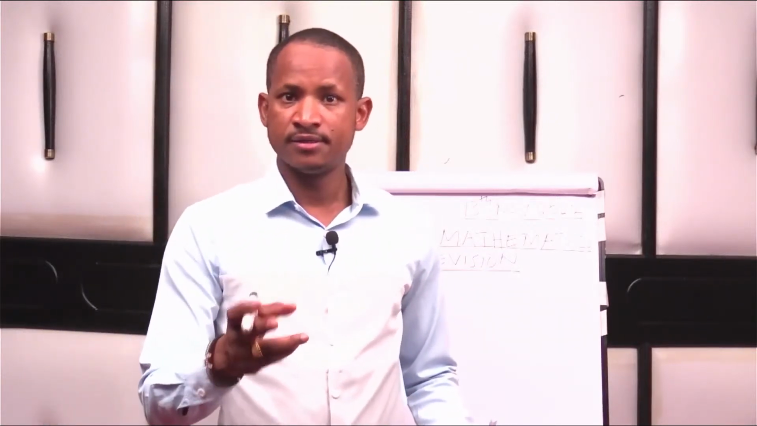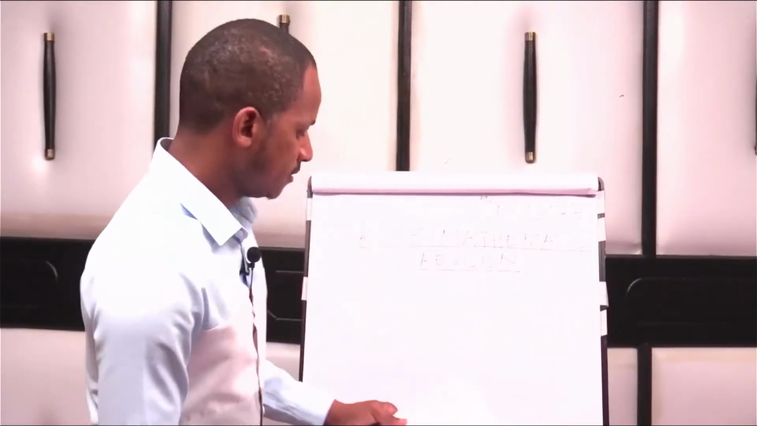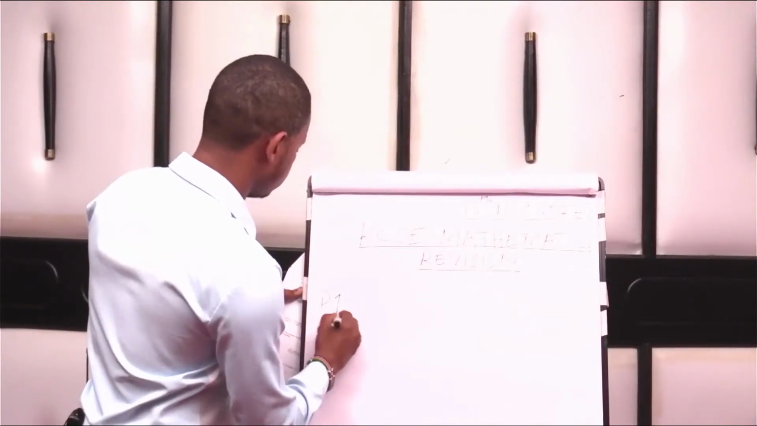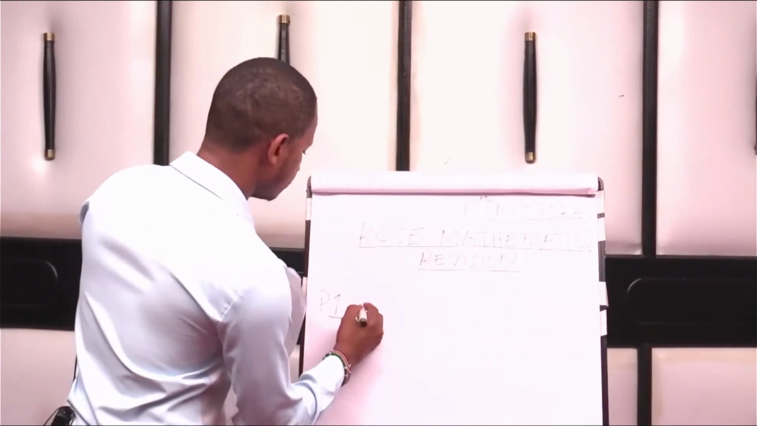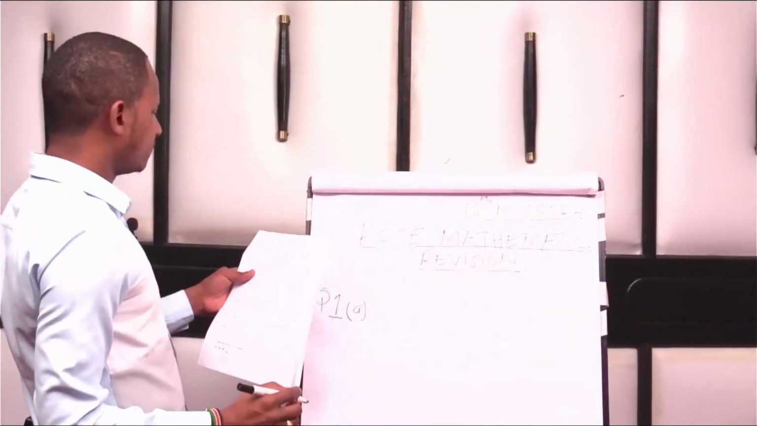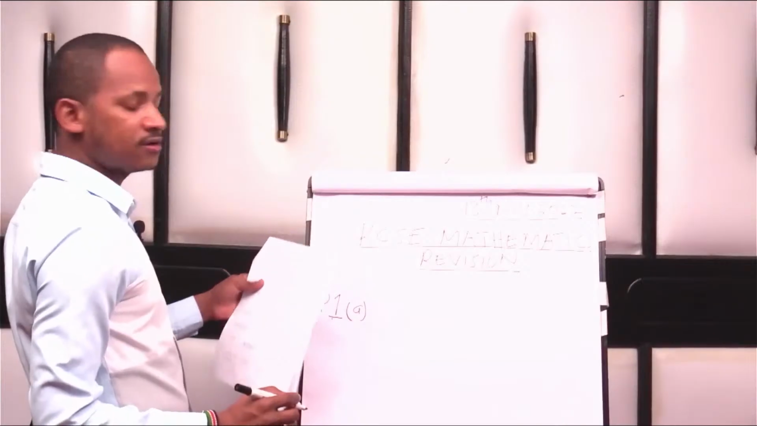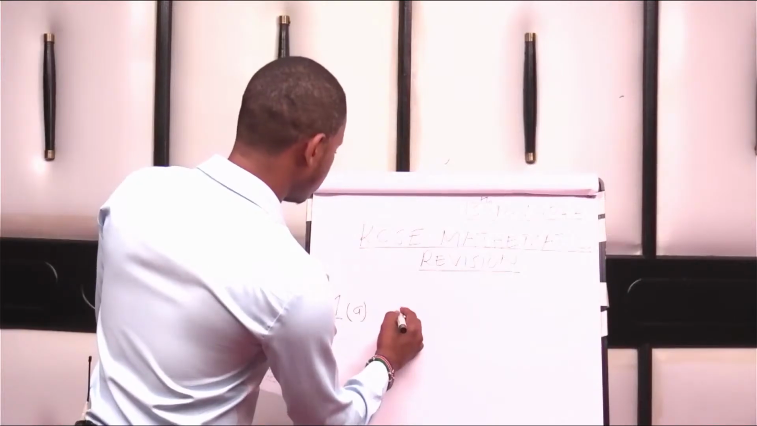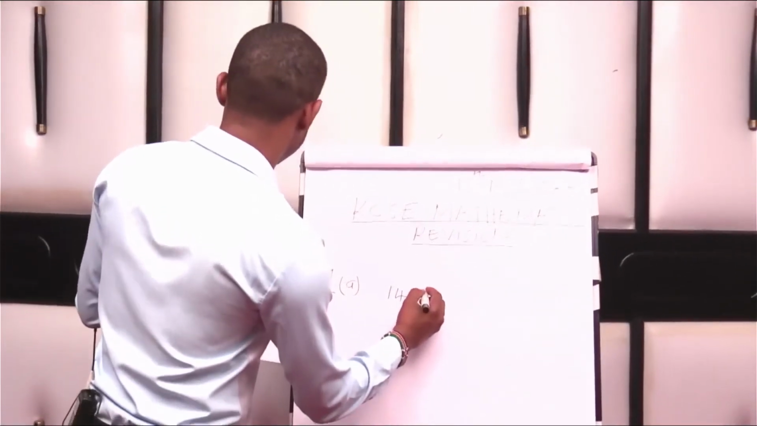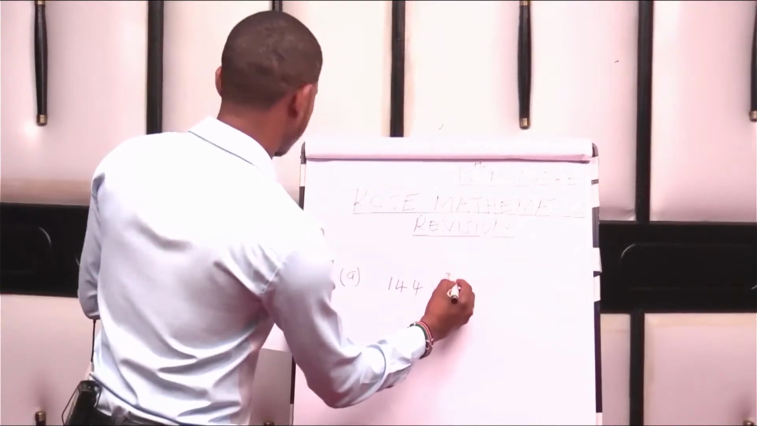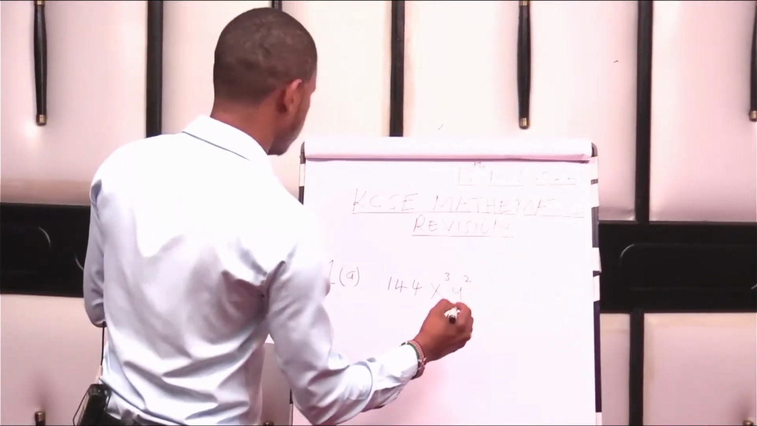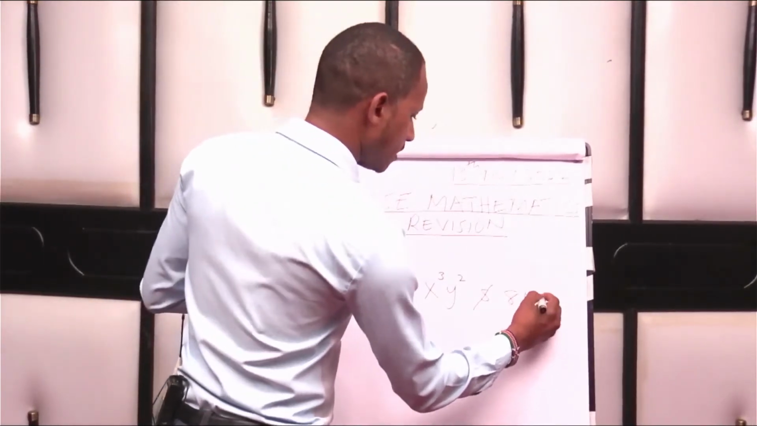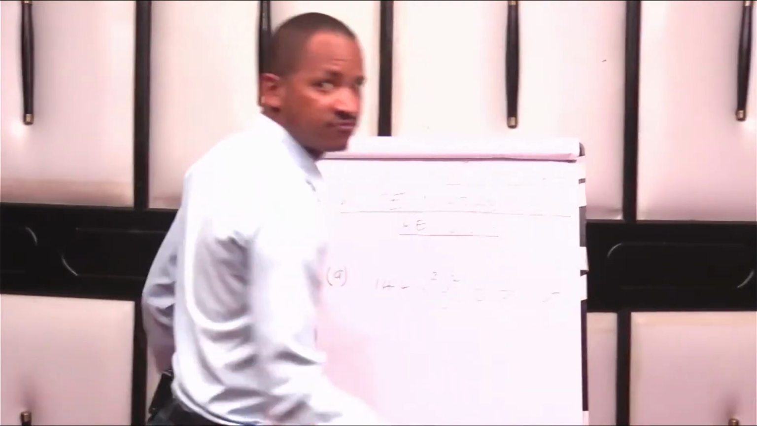It's okay? Okay. So question number 1A. You are told, find the greatest common divisor of the terms. Find the GCD of the terms. The terms that you are given are 144x cubed y squared and 81xy raised to power 4.